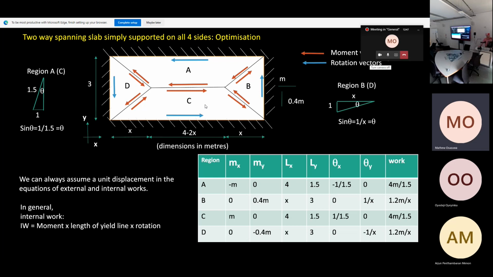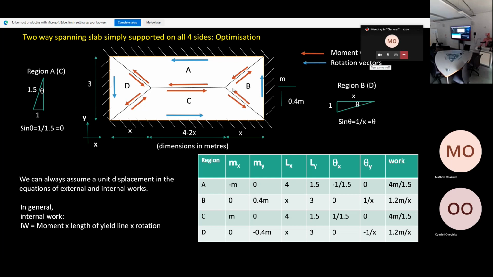Is this external work or internal work? That's the internal work. Internal work is moment times the length of the yield line times the rotation. So you multiply moment by rotation, and then you multiply by the length here. That's the internal work. So you do it for region A, and C will be identical, and then we do the same for region B and D. B and D are identical, so you do it only for B, and D will be the same.